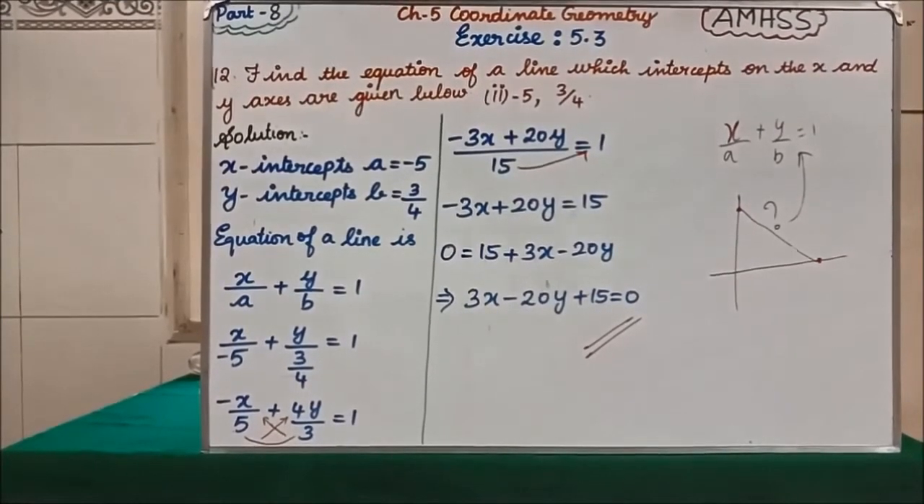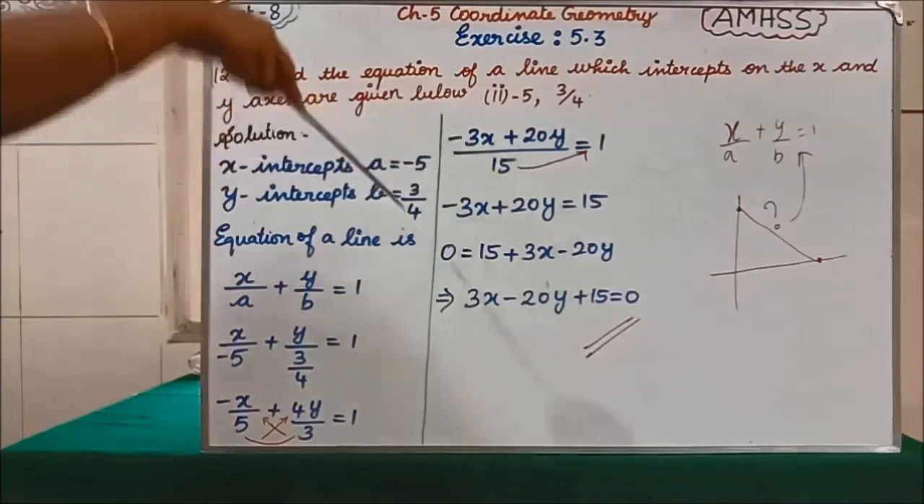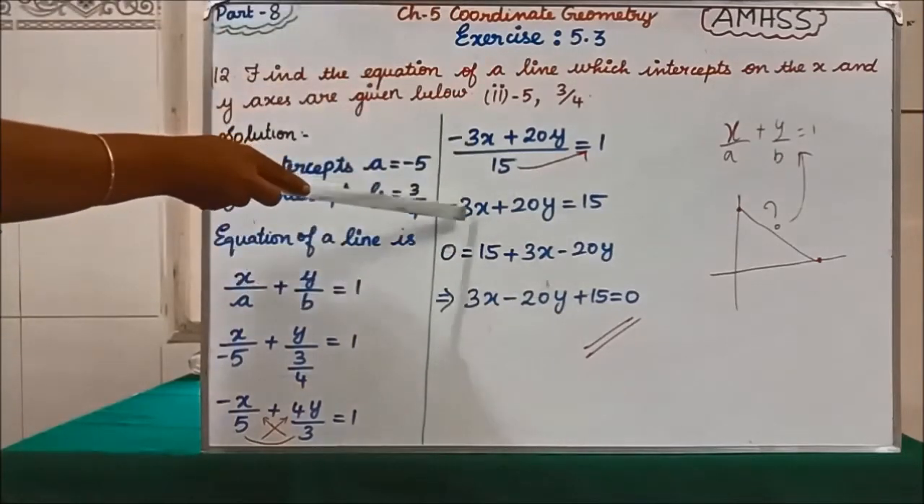Next, afterwards, minus 3x plus 20y equal to 15 we have written. But according to the equation of a line, ax plus by plus c, which means the x term should be first, next the y term, then the constant. So we are going to arrange in that form. Here the x term is minus, so take this x and y term to the right hand side so that it will become positive.